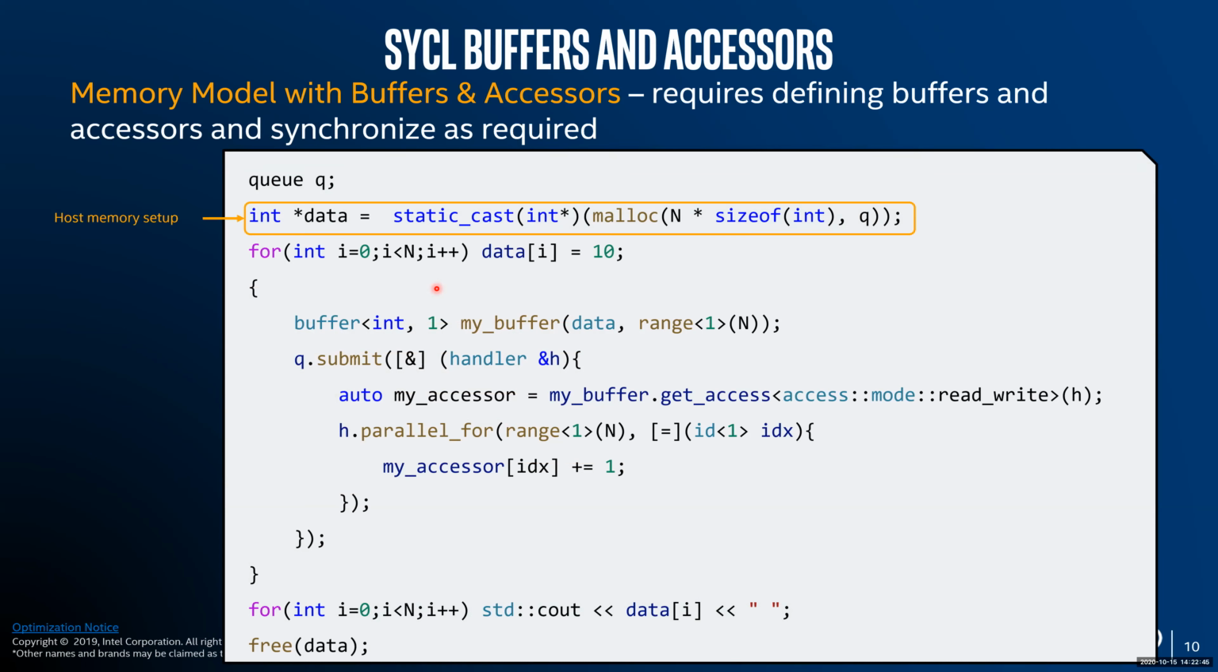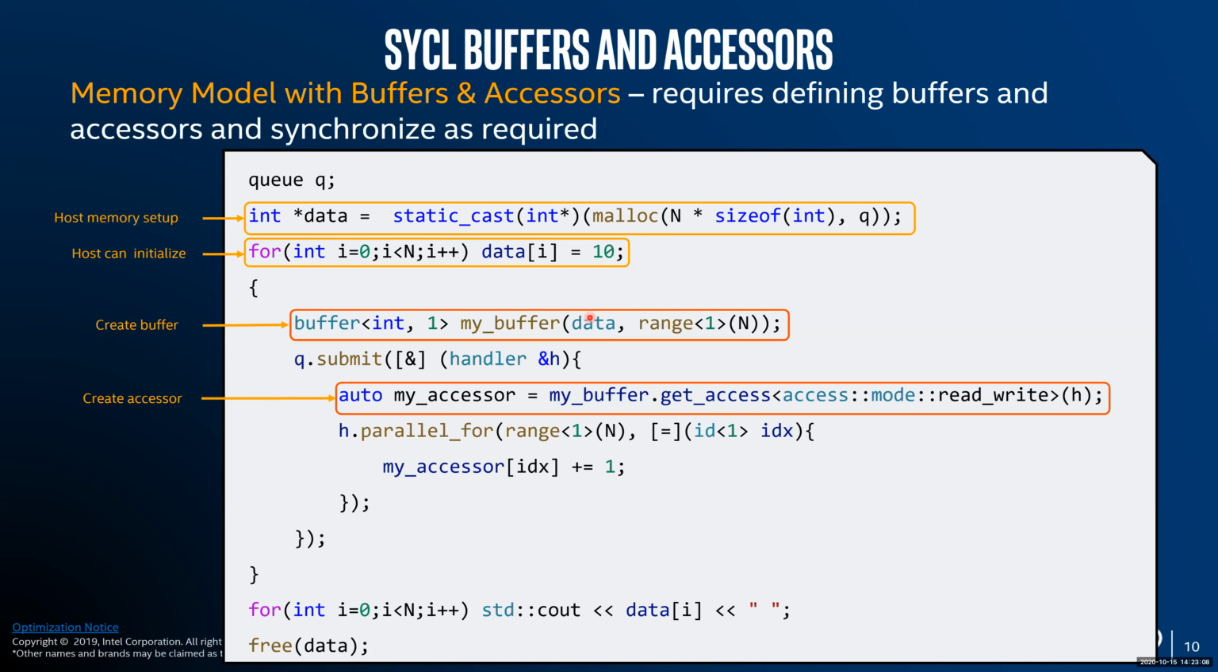Here you can see that we set up a host memory, which is only accessible on the host, and we initialize the values in that memory with values of 10. And here, since we are using buffers, we create a buffer called myBuffer for this data object that was just initialized. And then you can see that we also have to create an accessor with the read-write permission. And then the device can actually modify this accessor.